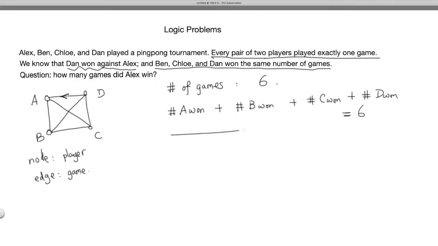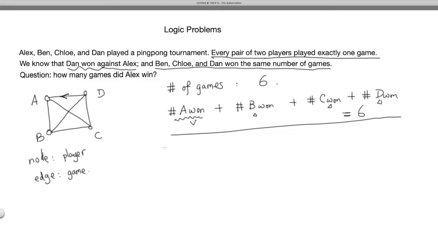And this is a global constraint. The problem did not tell you, but you can figure it out by just understanding the problem. Now we want to figure out how many games Alex won. So if we can figure out the number of games B won, C won, and D won, we can figure this out because of this global constraint. And the problem tells you the number of games B won, C won, and D won are the same. So these three quantities are the same, right?